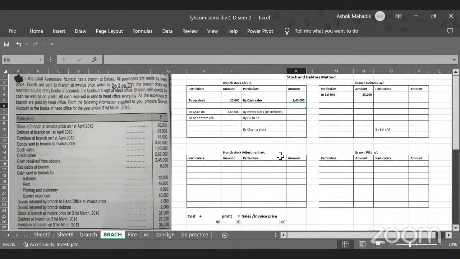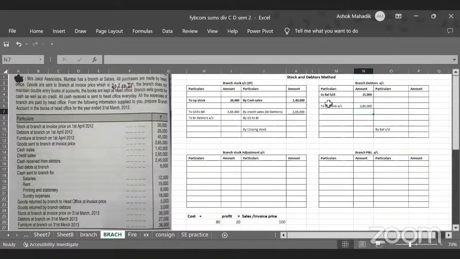Next is credit sales. Again, goods are going out, so on the credit side of stock account, we can write by branch debtors or by credit sales. Amount is 2,65,000. In debtors, it will be on the opposite side. You'll write to branch stock account, 2,65,000. Very simple account, very simple posting.